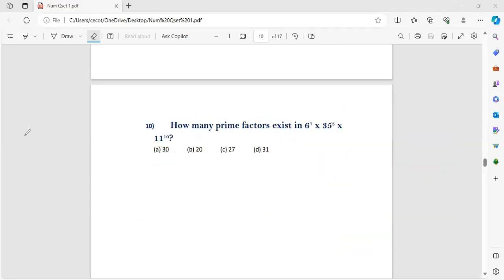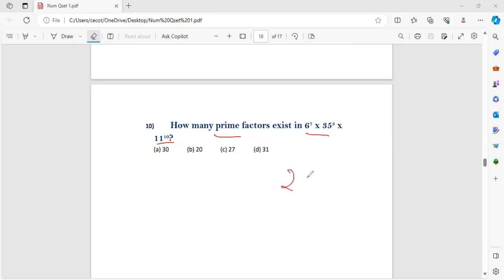Question number 10. Again, a basic level question. You're asked to find the number of prime factors in the given expression. You know what prime factors are, isn't it? You need to find out how many times that prime number exists in the given number. Now observe the given expression. 11 is a prime number, but 6 and 35 are not prime. So we need to ensure that the given numbers are in prime form.